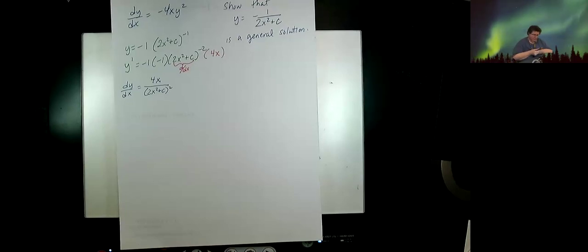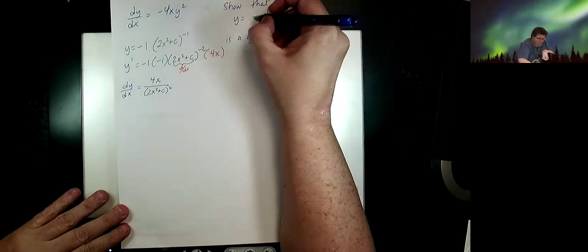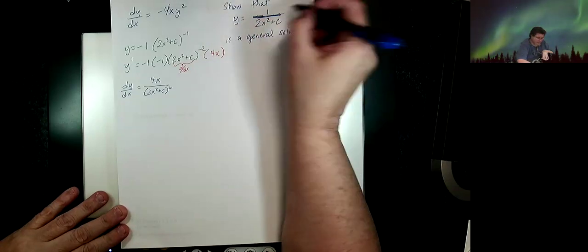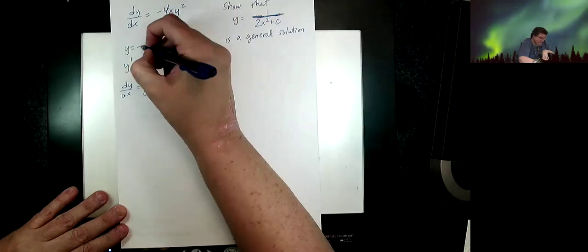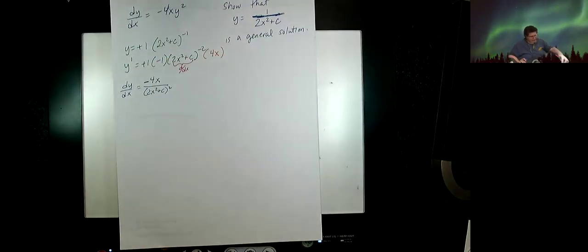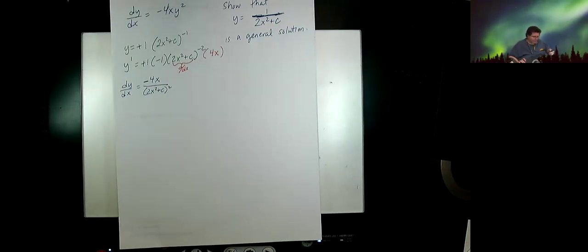Wait a second. That was not supposed to be negative. That was supposed to be positive. My bad. That just changes that, positive makes this negative. Where is this negative coming from? We were going to show that that wasn't a solution. That's what we were going to show.